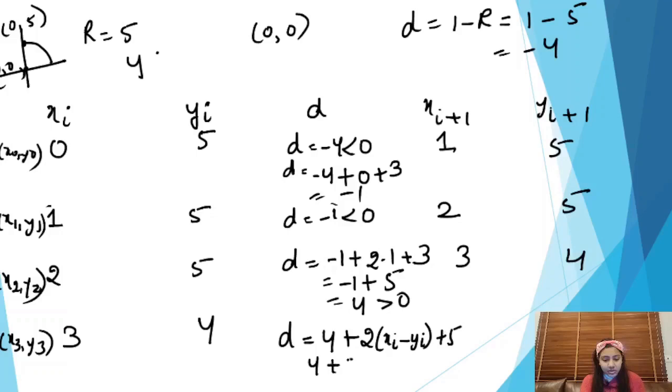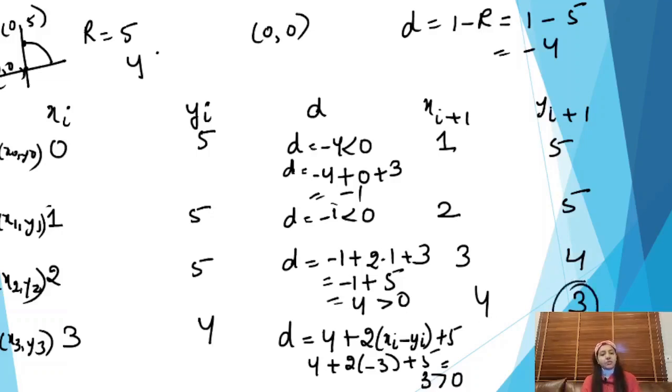So this is 4 plus x, i minus y is 2 minus 5. 2 minus 5 comes out to be minus 3 plus 5. So this is 9 minus 6, which comes out to be again 3, greater than 0. So again we choose the northeast. Value of x is incremented and y is decremented. So now we can see the value of y has become less than x. So we stop over here.